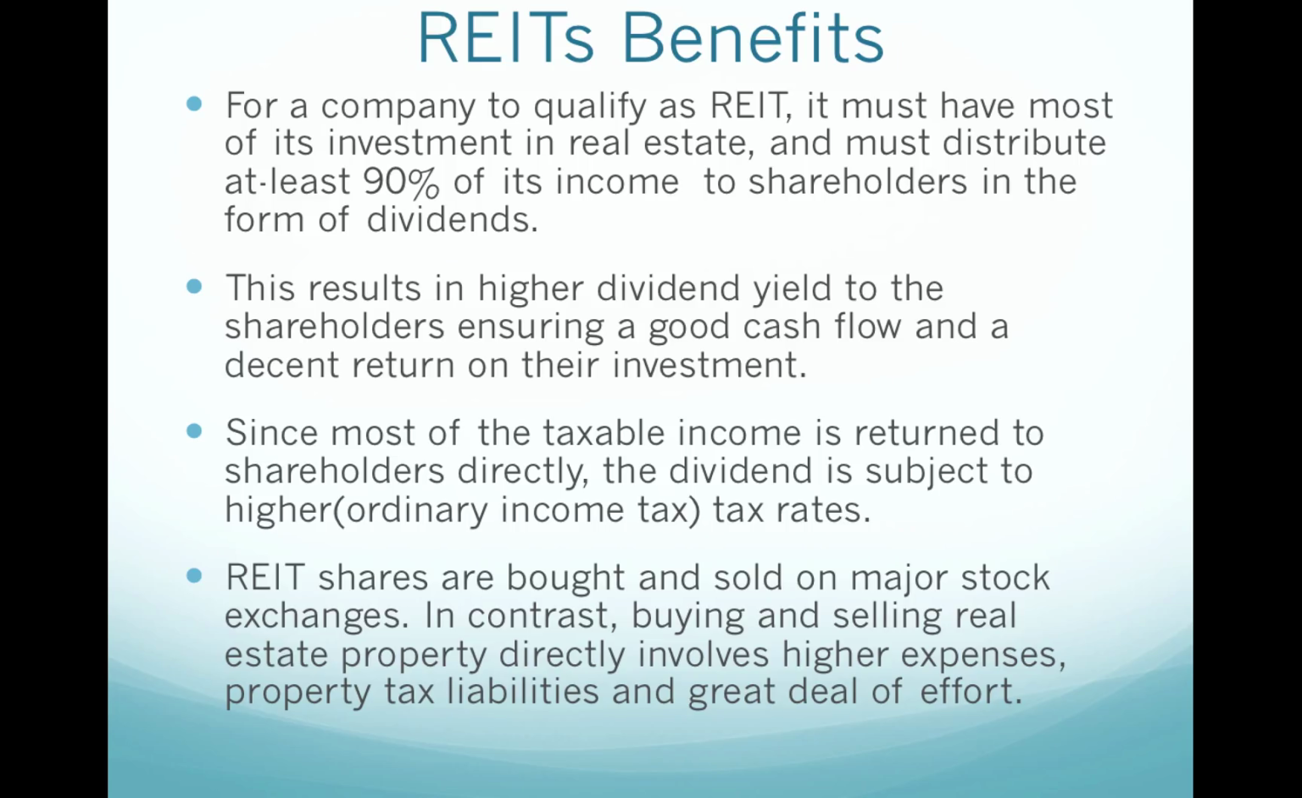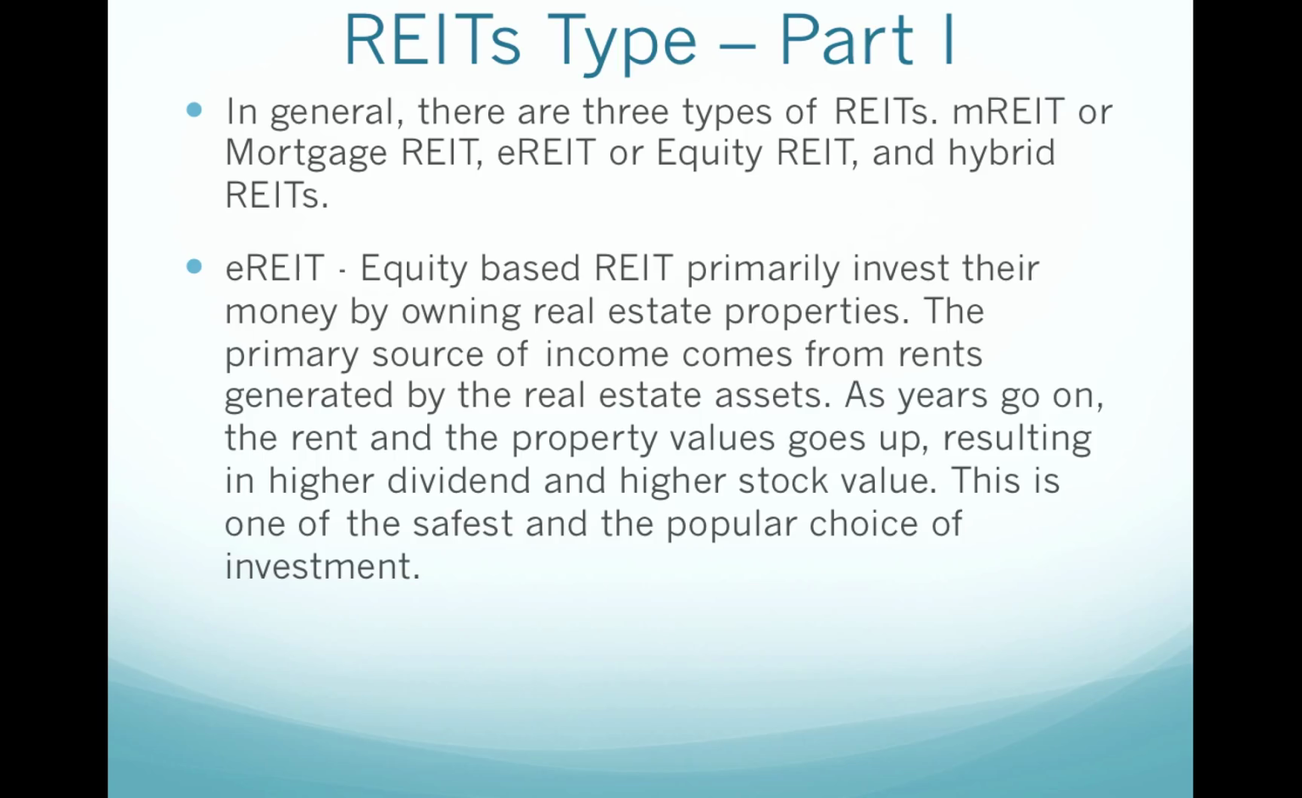For a company to qualify as a REIT, it must have most of its investment in real estate and must distribute at least 90% of its income to shareholders in the form of dividends. This results in a higher dividend yield to the shareholders, ensuring a good cash flow and a decent return on their investment. Since most of the taxable income is returned to shareholders directly, the dividend is subject to higher tax rates. REIT shares are bought and sold on major stock exchanges. In contrast, buying and selling real estate property directly involves higher expenses, property tax liabilities, and a great deal of effort. In general, there are three types of REITs: mortgage REIT, equity REIT, and hybrid REIT.